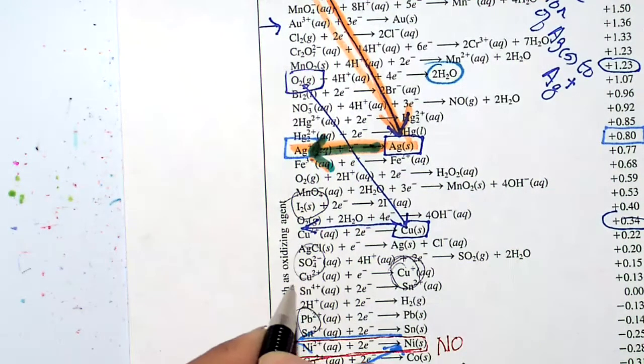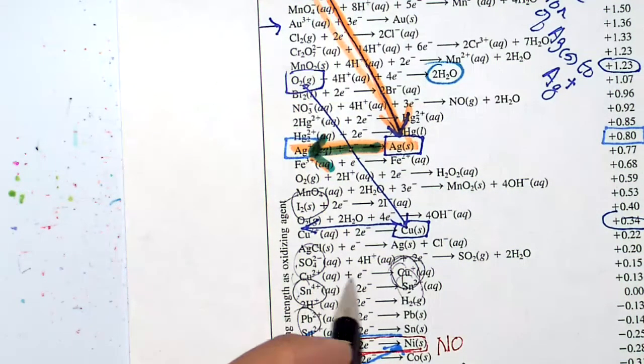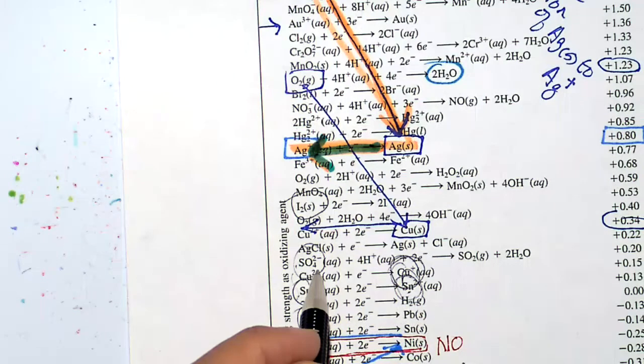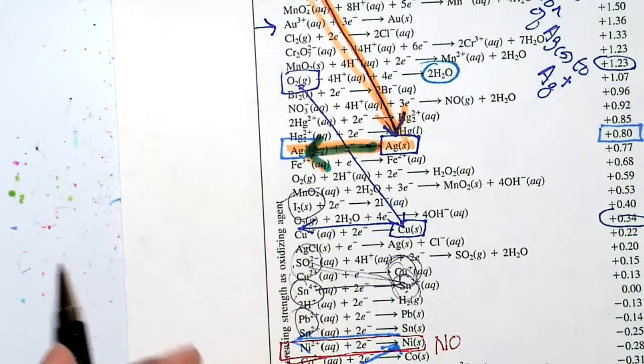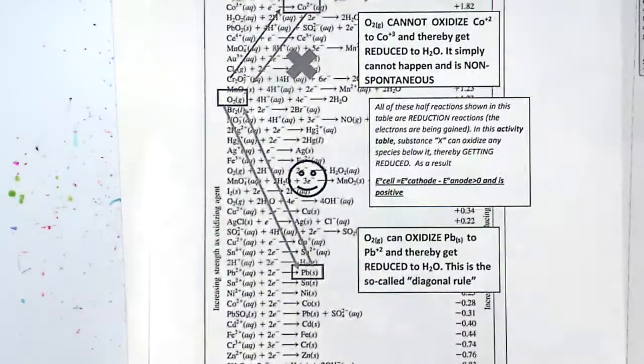Can sulfate reduce Sn plus 4? No. Okay, can sulfate oxidize Sn plus 2 to Sn plus 4? Yes, it can. So that's what you're doing when you're looking at the diagonal rule.